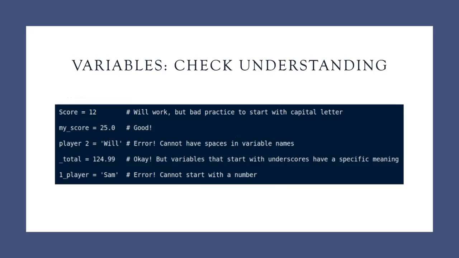My underscore score equals 25.0. This is good. Player space 2 equals will. This is not going to work because you can't have spaces in variable names.